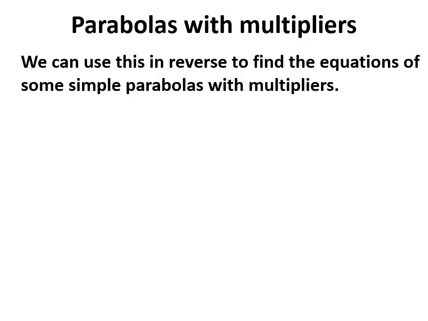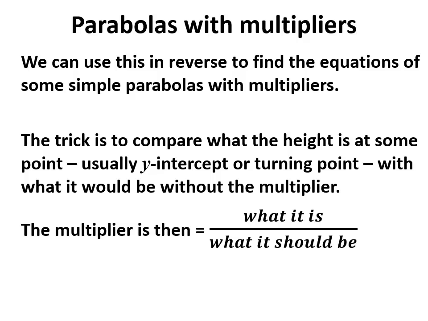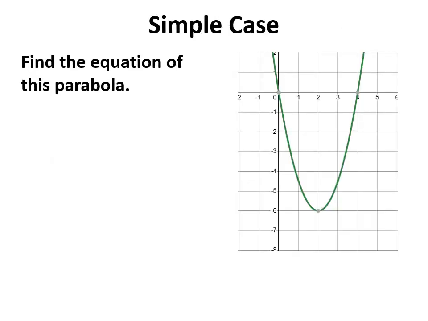Well, we can use this in reverse to find the equations of simple parabolas when they have multipliers. And to do that, we compare the height at some point, which is almost always in fact the y-intercept or the turning point, with what it would be without the multiplier. To do this, you need to be able to sketch the graph of a parabola, or else none of this makes any sense. And then the multiplier is what it actually is divided by what it should be. So let's see how that works in practice.